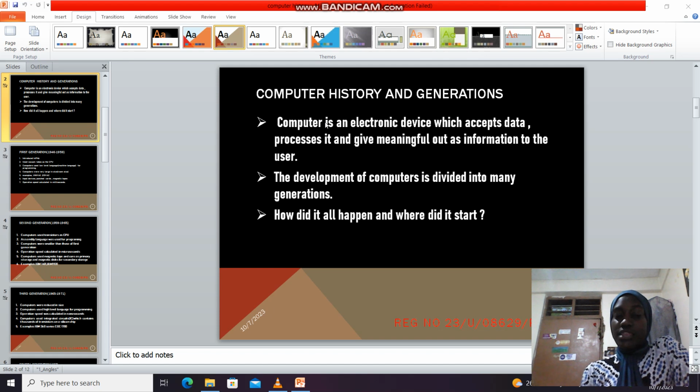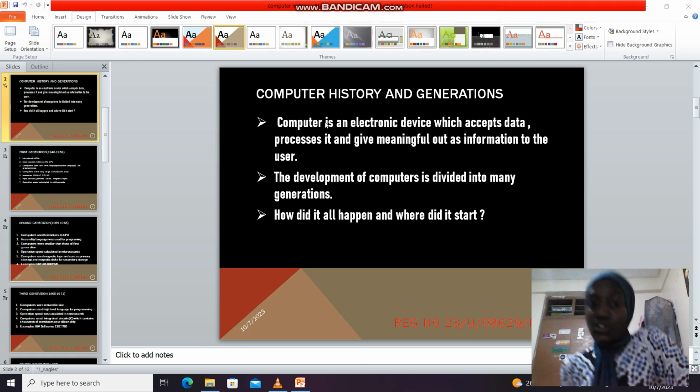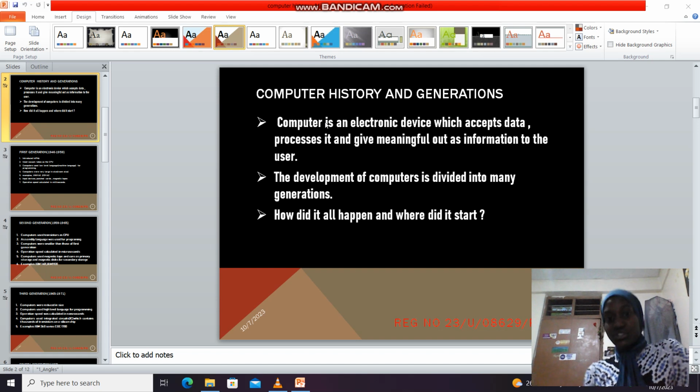Before, a computer was a person who could do mathematical calculations, but as time went by, a computer became an electronic device which accepts data, processes it, and gives meaningful information as output to the user. In other words, you can say a computer is an electronic device that inputs data, processes it, stores it, and outputs information. The development of computers is divided into many generations, but for me, I'm going to take you through the first six generations.